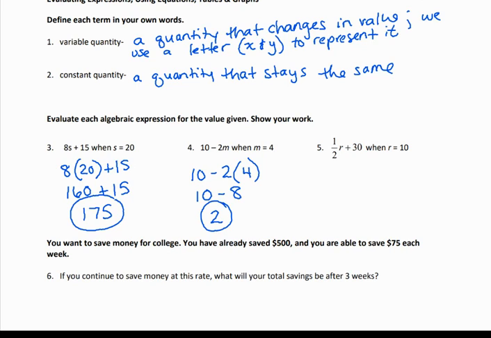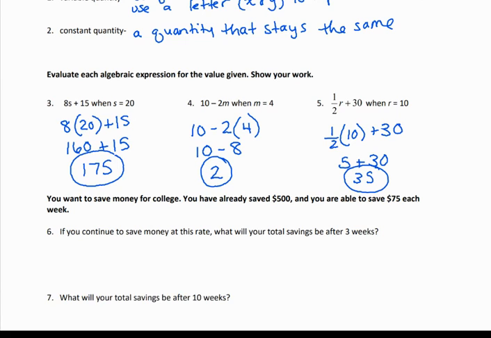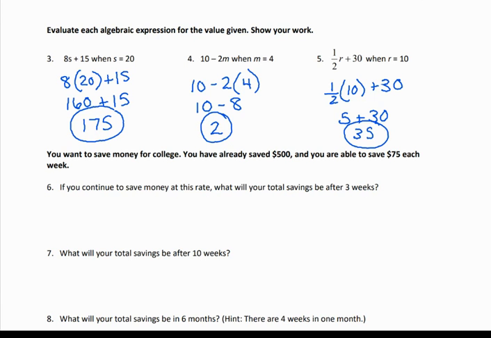Okay, for number 5, 1/2 and 30 are constants, and the r is my variable, so that r changes to a 10 that I'm substituting in. And then we simplify. Good, half of 10, right? Or 1/2 times 10 is 10 over 2, which is 5. And then 5 plus 30 is 35. Any questions with simplifying? We've done that a handful of times. We're all good there? Okay, now let's go look at an equation that we're going to have to build.